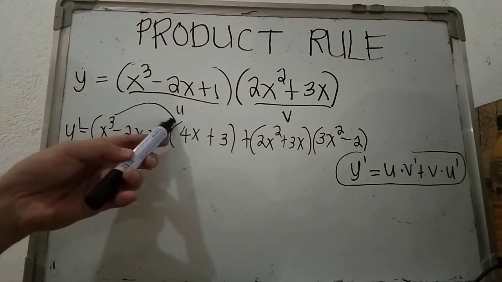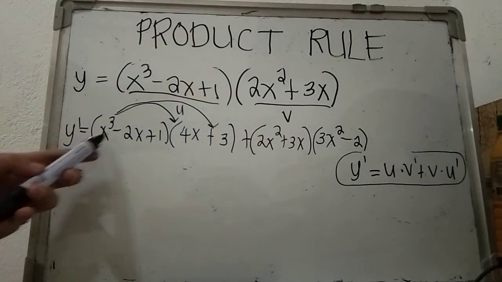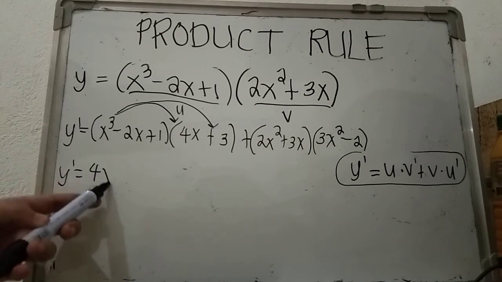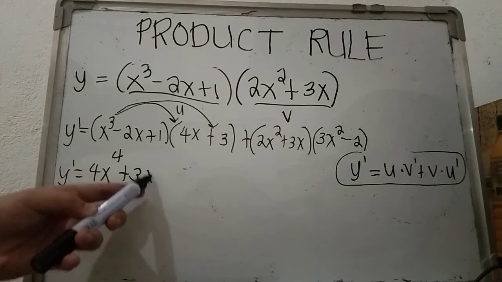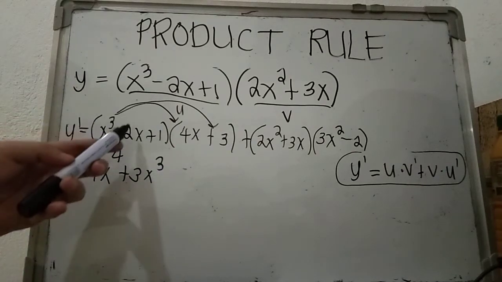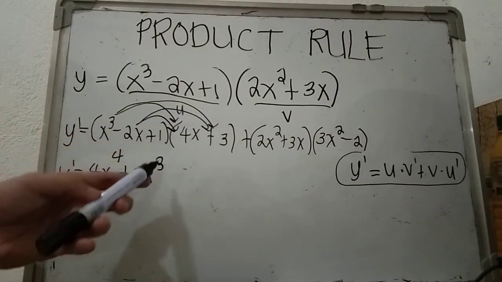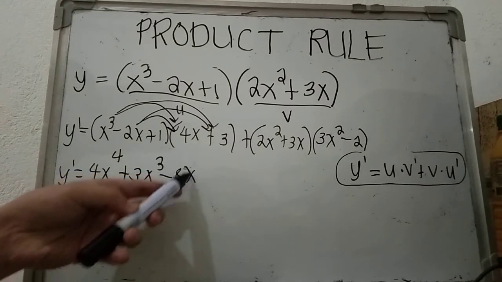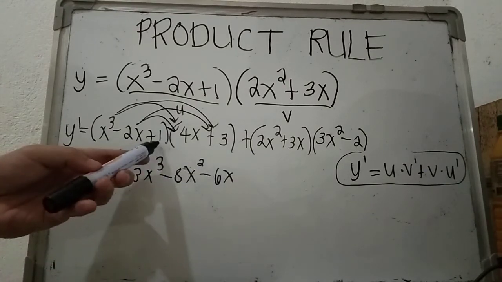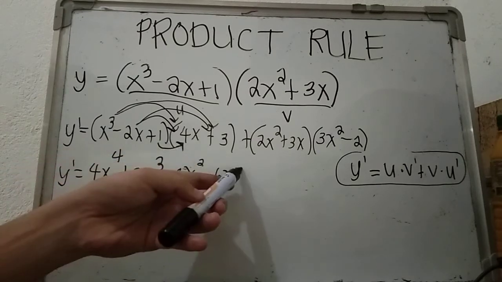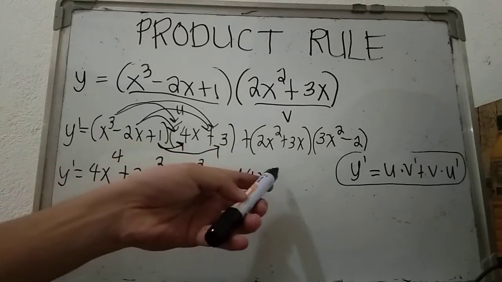Multiplying x cubed to every term of the second function on the first term. So x cubed times 4x will become 4x to the 4. x cubed times 3 is plus 3x cubed. Then multiplying negative 2x to every term: negative 2x times 4x is negative 8x squared. Negative 2x times 3 is minus 6x. Then down to the last, 1 times 4x is 4x, and 1 times positive 3 is plus 3.